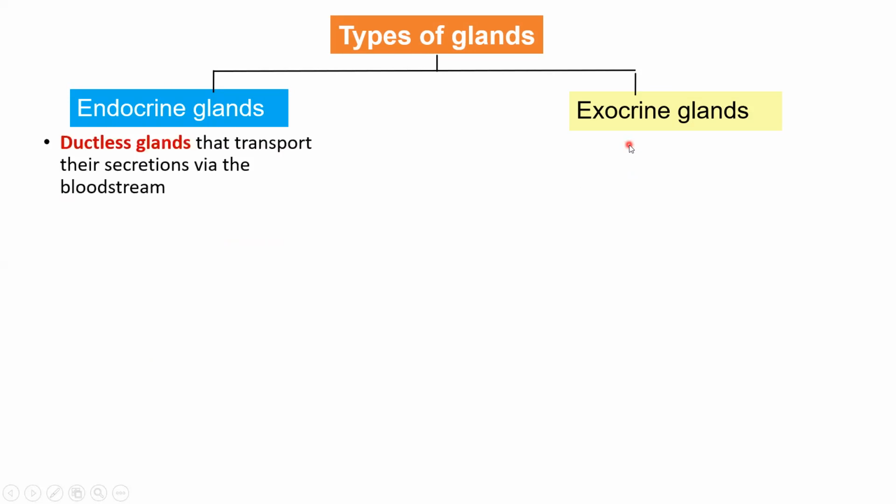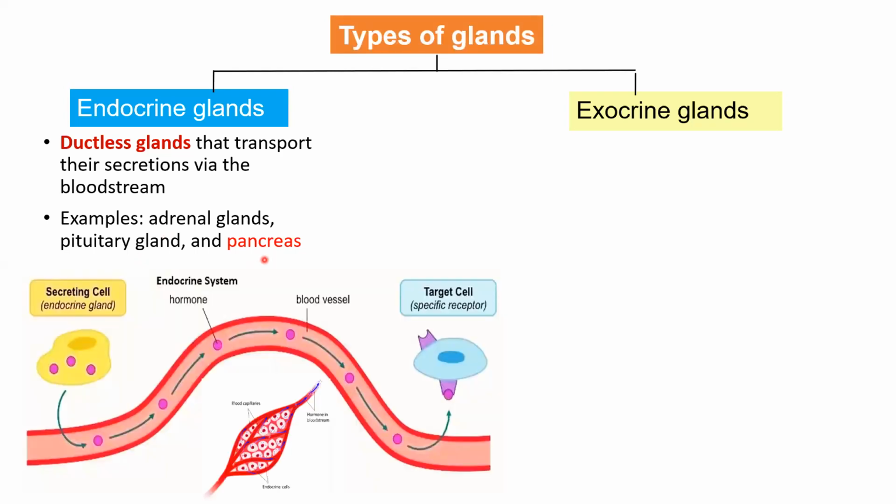Let's compare these two. The endocrine glands are the ductless glands. They don't have any kind of duct. They directly secrete their secretions into the bloodstream, such as the adrenal gland, pituitary gland, and the pancreas. And that is a diagram of it: this is the gland cell which produces the hormone into the bloodstream, and through the blood it reaches its target organ.